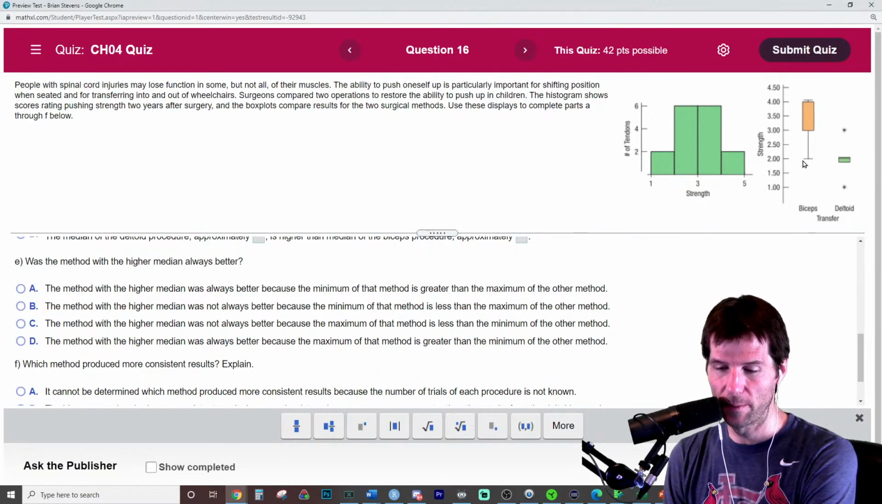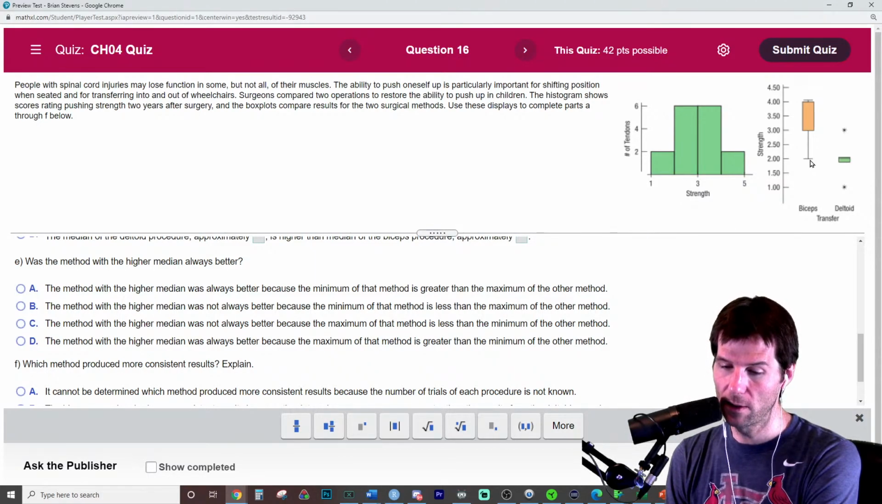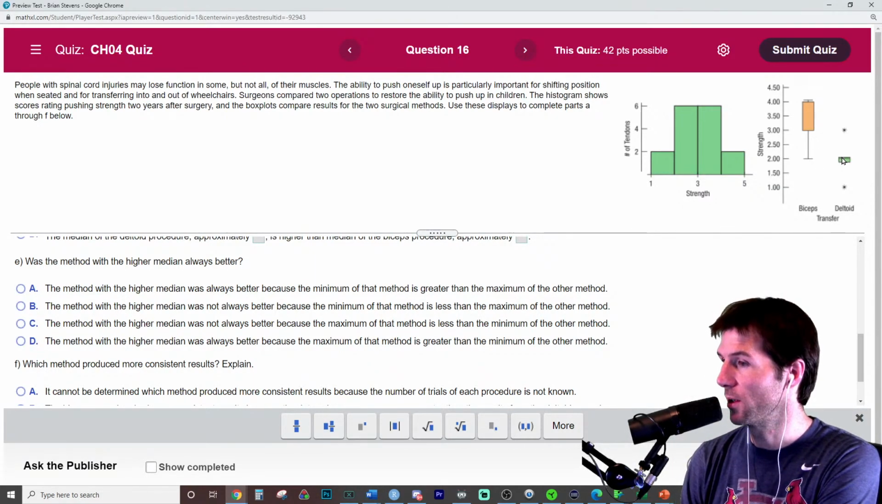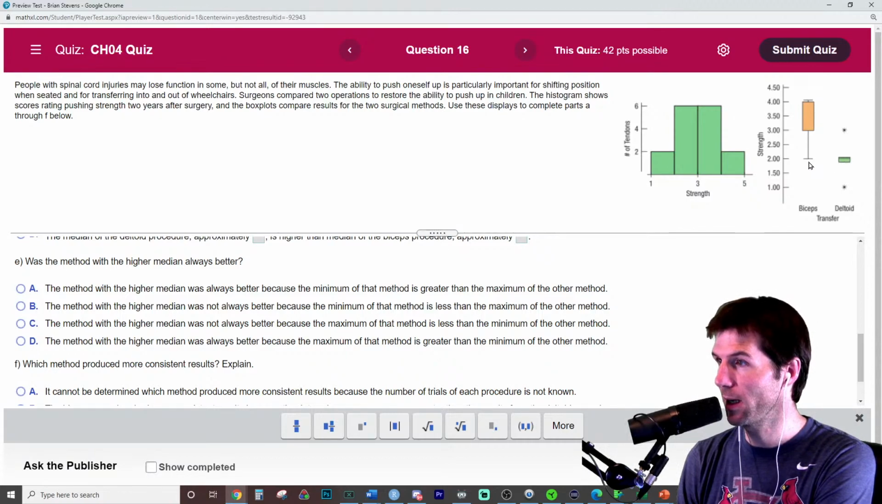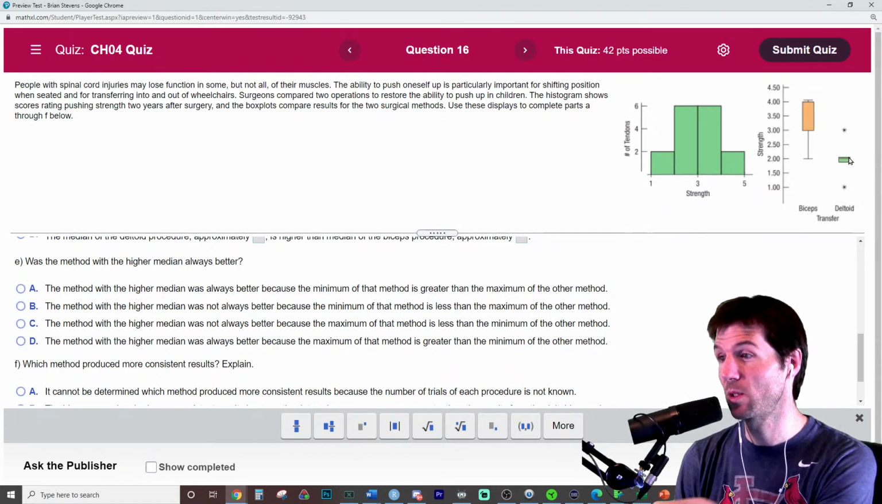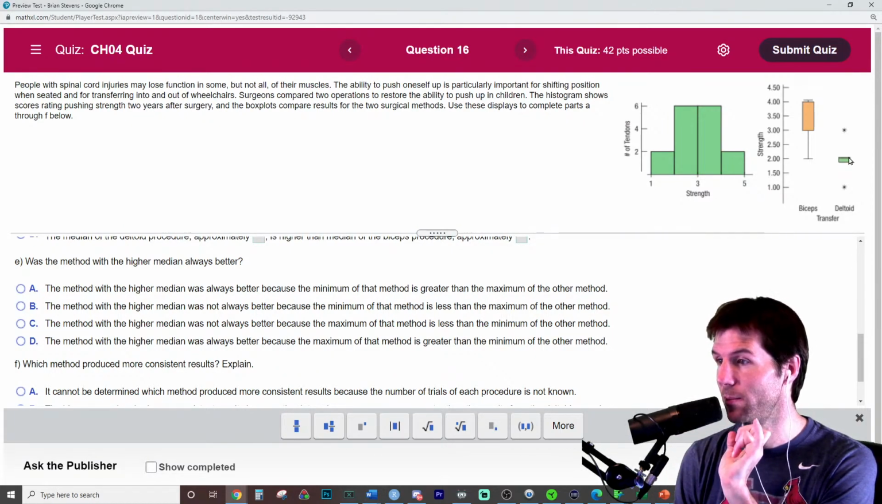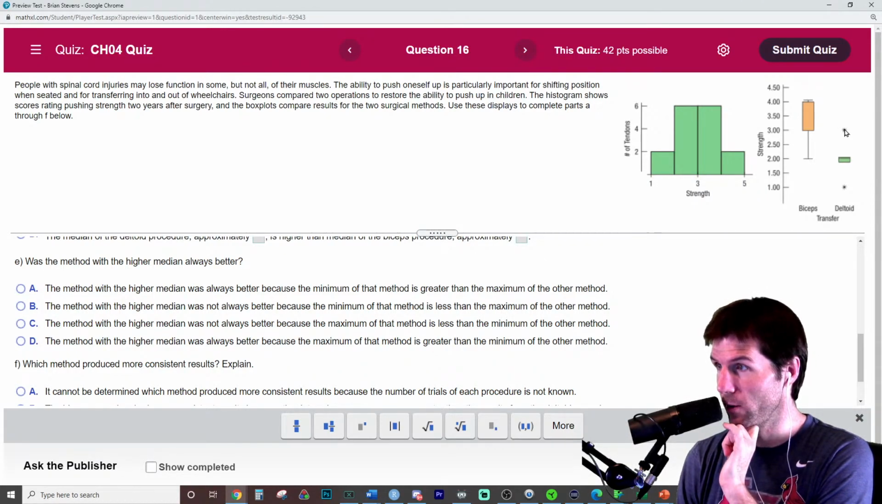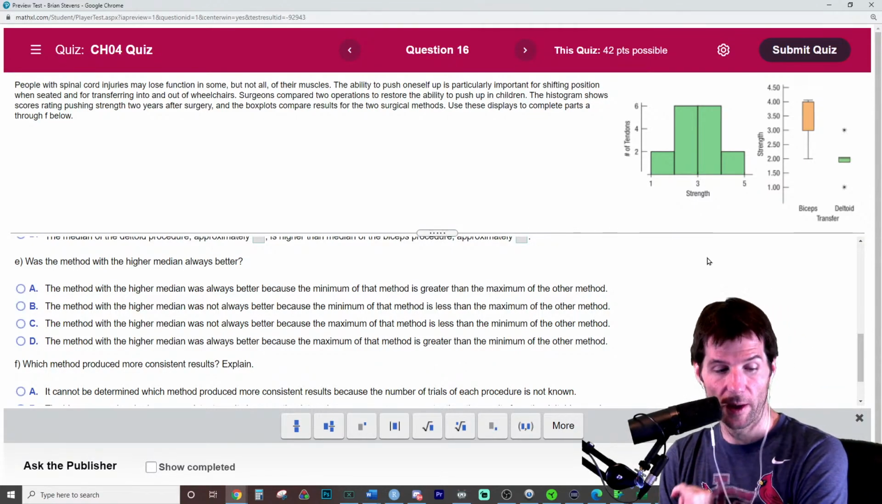Is it always better? So we have to look, and we need to find the maximum of the deltoid procedure. We want to look at the bicep and say, this is the lowest we saw for biceps. And then we want to look at the maximum for the deltoid procedure. I'm trying to trick you, because this is a huge thing people get wrong on the tests. I've had people come to me and say, Brian, I got this question right. And I say, but you forgot about the what? Always remember to look at outliers. This person right here is better than at least some people who got the bicep procedure. So is it always better?